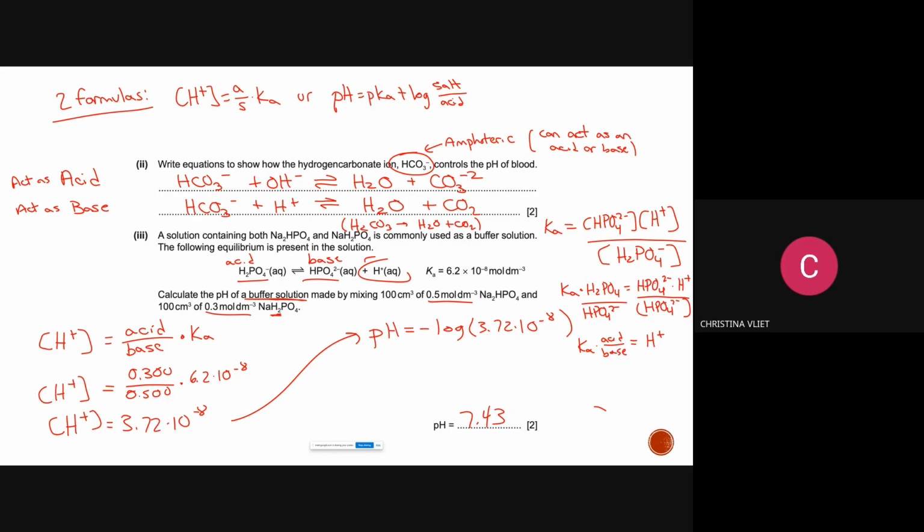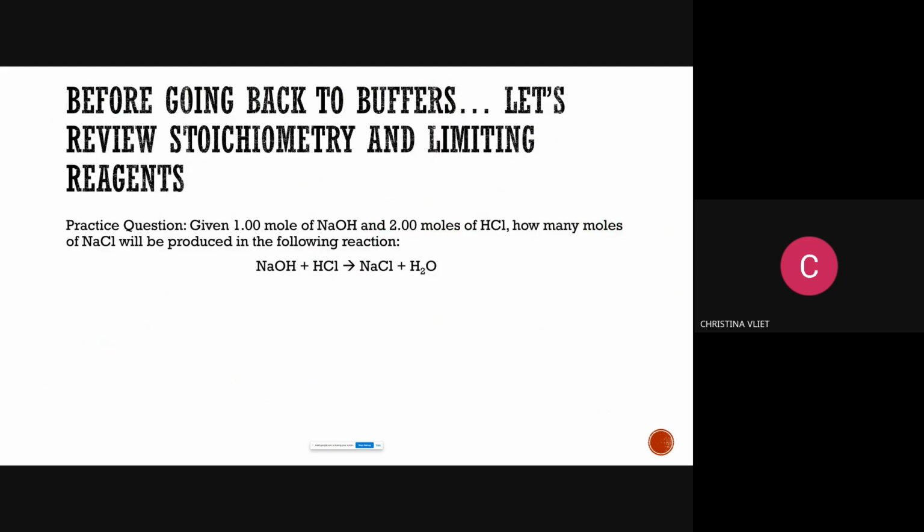We're gonna go ahead and continue. Good? All right, so the reason, like I said, that I'm doing this one little objective today is because I want to go back and review something really important from the past. Take a look at this. This practice question is super simple, but I wanted to use it to go over what we've done in the past and what can be done in the future. So, practice question. Given 1 mole of NaOH and 2 moles of HCl, how many moles of NaCl would you produce in the following reaction?